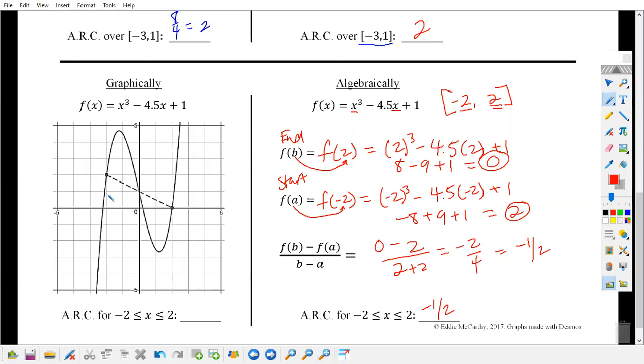Okay. And then you should have checked yourself graphically. So checking yourself graphically, notice when I'm doing the rise over run, I went down 2, so that is a negative. And then I went to the right 4, so that is a positive. And I still end up with -2/4, which equals -1/2. Yes? That's the average rate of change of any function. We're feeling it? Okay, good.